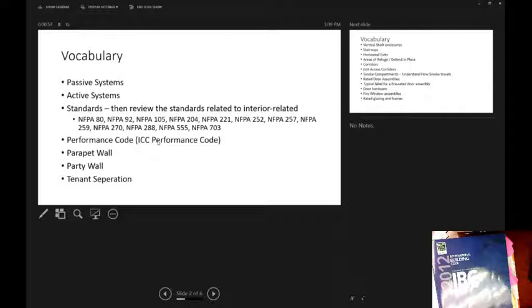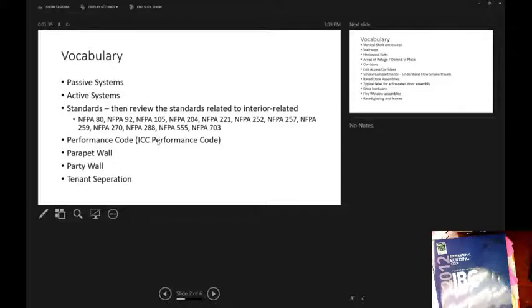And then there are certain standards that you need to be aware of that are related to interiors, which is the NFPA 80, 92, 105, 204, 221, 252, 257, 259, 270, 288, 55, and NFPA 703. So I want you to look up those so that you understand what a standard is. And then I want you to know what a performance code is.